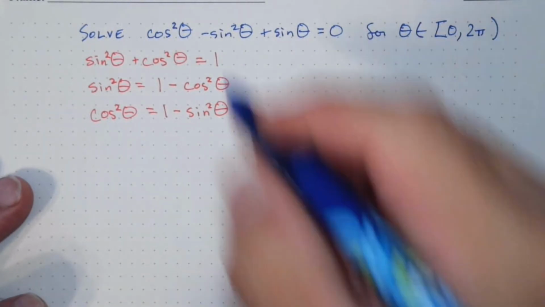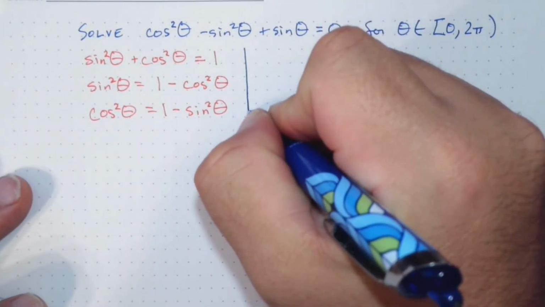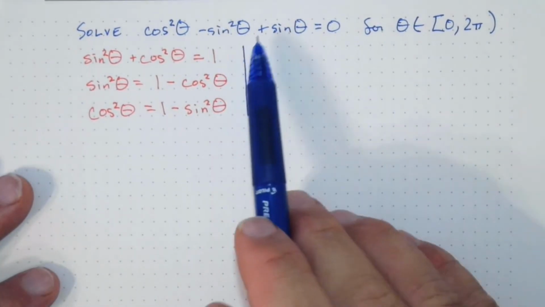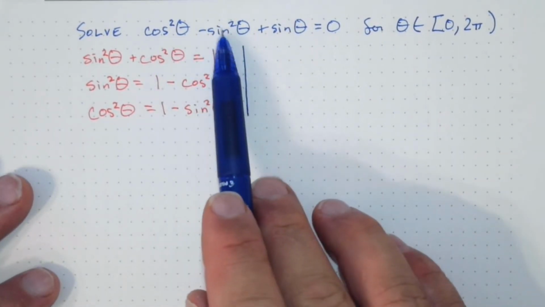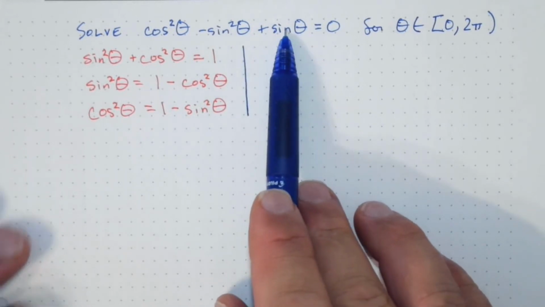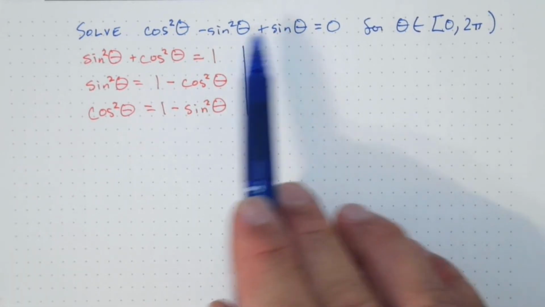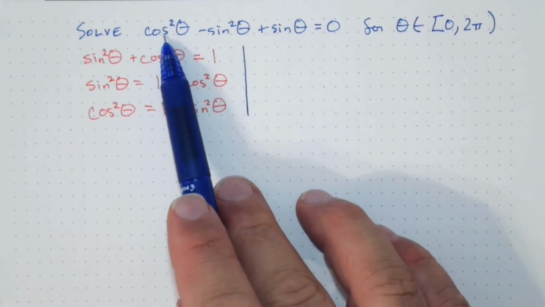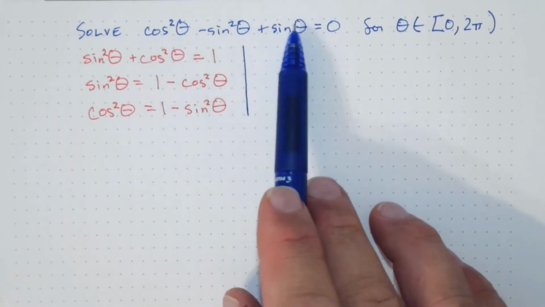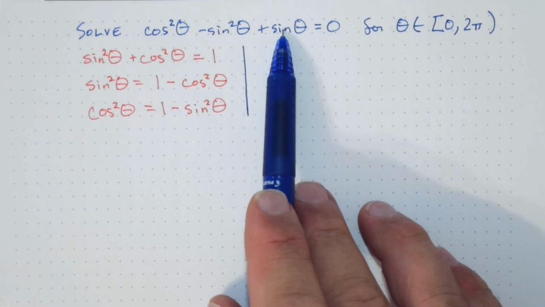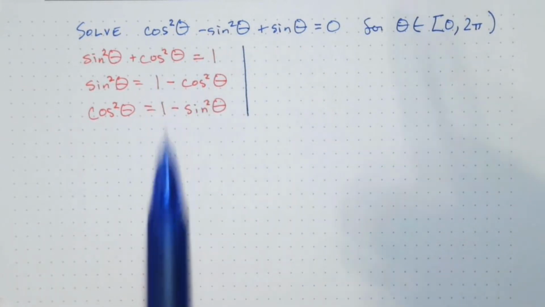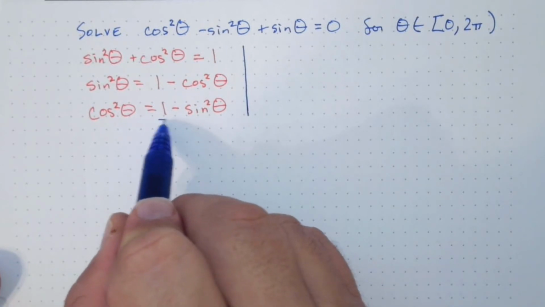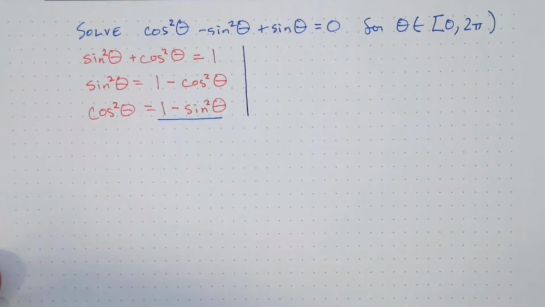Okay. So what can we do with this? Well, notice that I have a cosine squared, a sine squared, and a linear term sine. So linear sine, quadratic sine squared, quadratic cosine squared. Okay, so I'm going to want to get things in terms of my linear term. So I'm going to use the substitution that the cosine squared of theta is 1 minus sine squared theta.